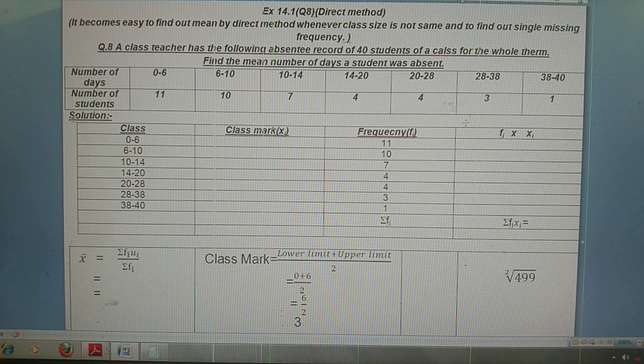Good morning, students. Today we are going to solve question 8 of exercise 14.1. Today we will use the direct method to find the mean.